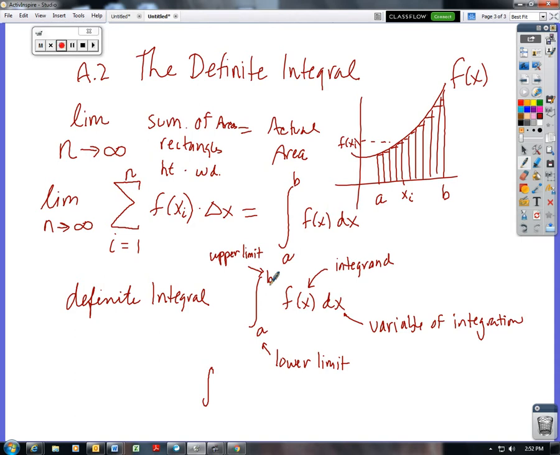So that is a definite integral. That's how you write it. It tells us the actual area under the curve from a to b of f of x.